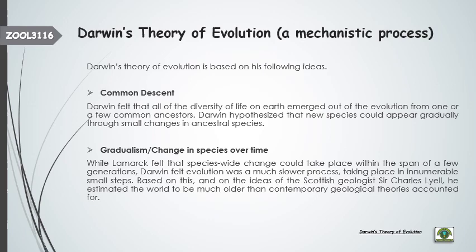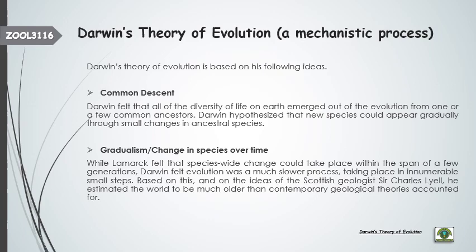Next is gradualism, because after studying nature he had the idea that the process of change in an organism, in a population, in a species is not very fast. It is a very slow process that takes place within the organism, then in the population, then ultimately across different generations. So it is not a fast process. While Lamarck felt that species-wide change could take place within a span of a few generations, thinking that evolution is a very fast process, according to Darwin, evolution was a much slower process taking place in innumerable small steps, right?